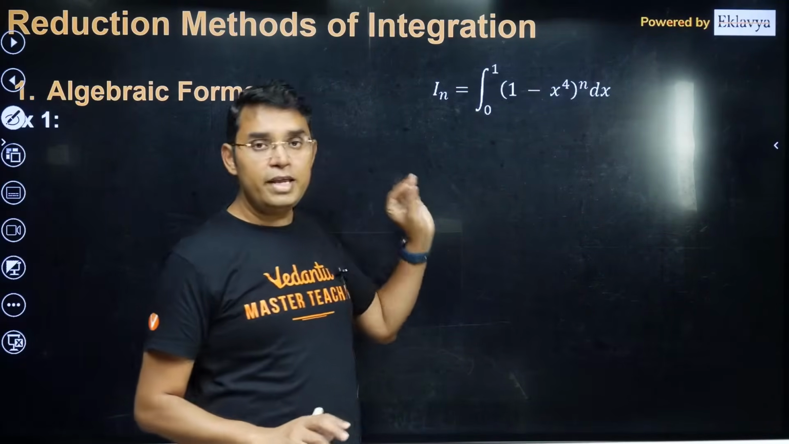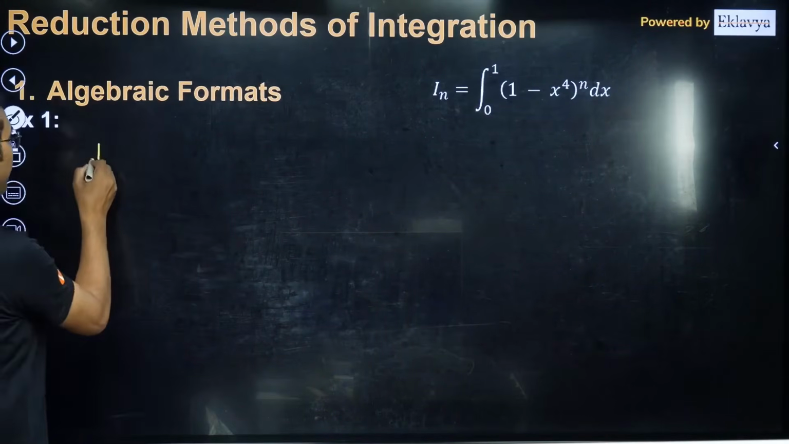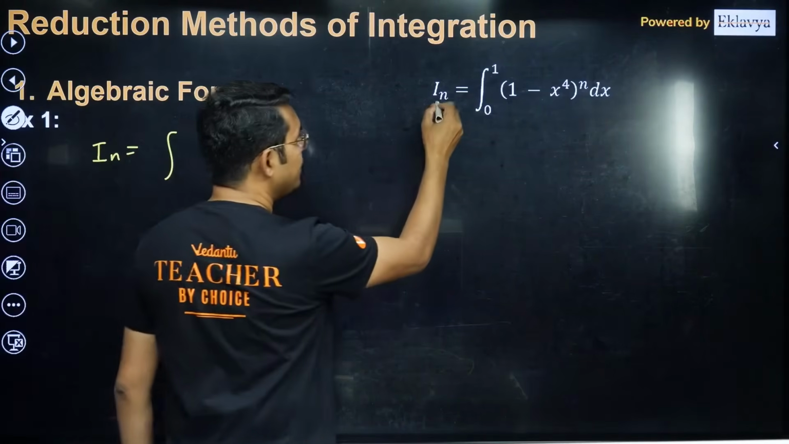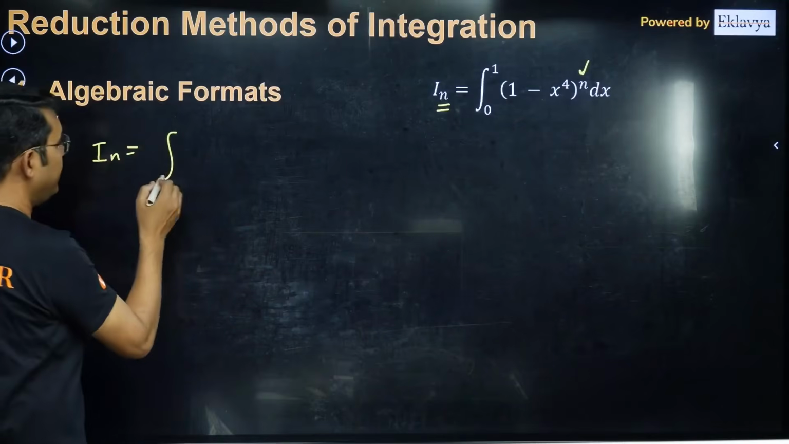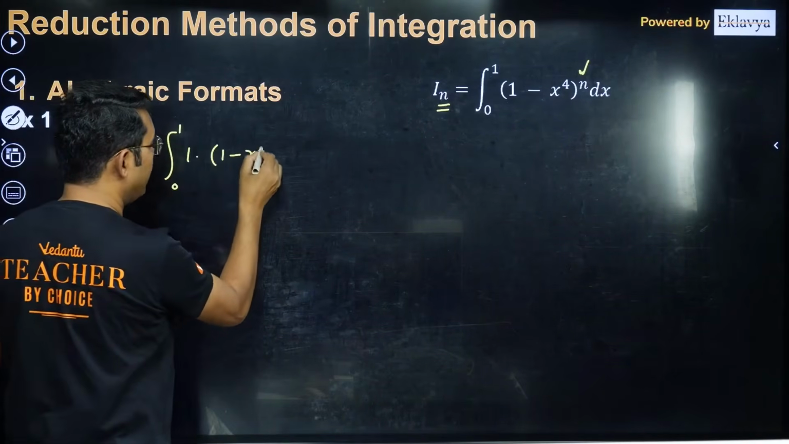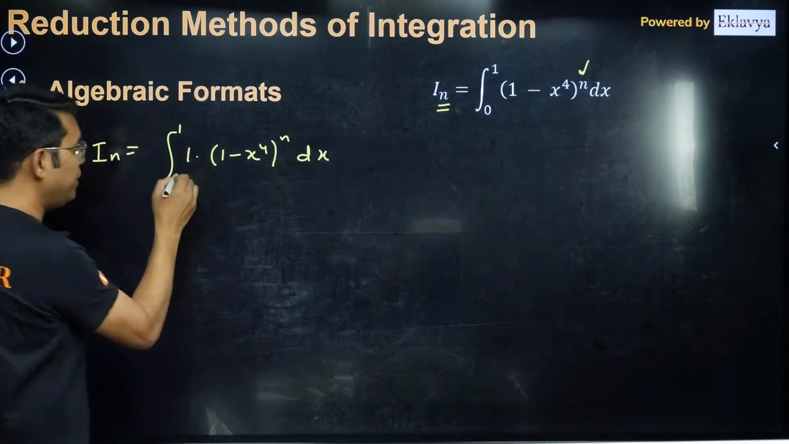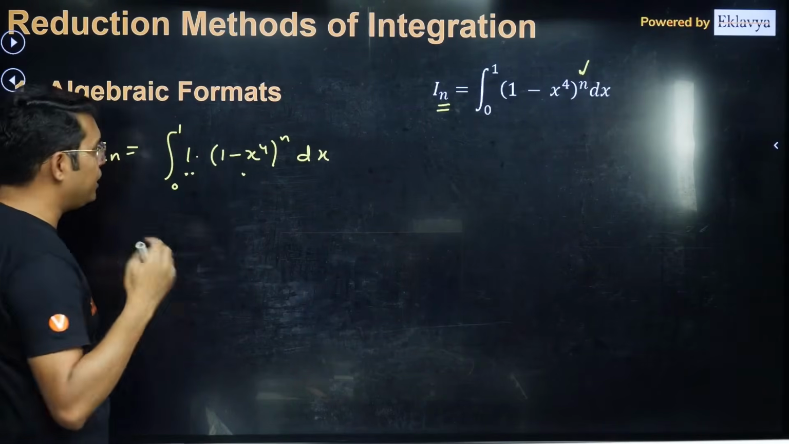So how we can do it with the help of reduction methods, please see. I will be writing this I_n as, first of all, this n coming from the power over this bracket. So I am writing it as the integral from 0 to 1 of 1 into (1 minus x^4) whole raised to the power n dx. Now 1, let me take this as the second function, and this as the first function. So by parts.